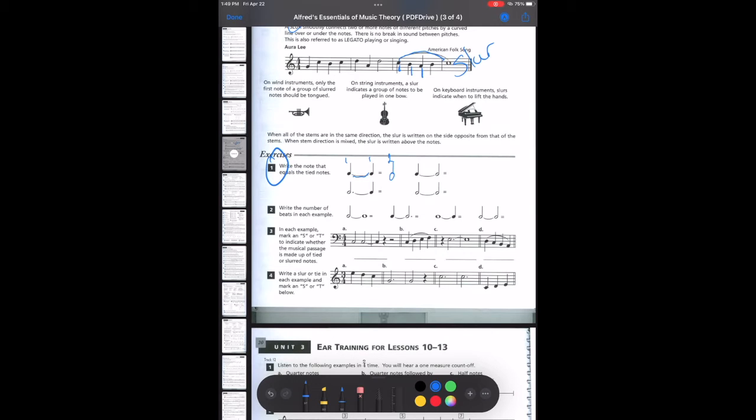This dotted half note we just studied on the last page is 3 beats. This quarter note is 1 beat. 3 plus 1 is 4. The note that equals 4 is a whole note. Looks kind of like a donut. Then you have to do this one right here and that one right here.